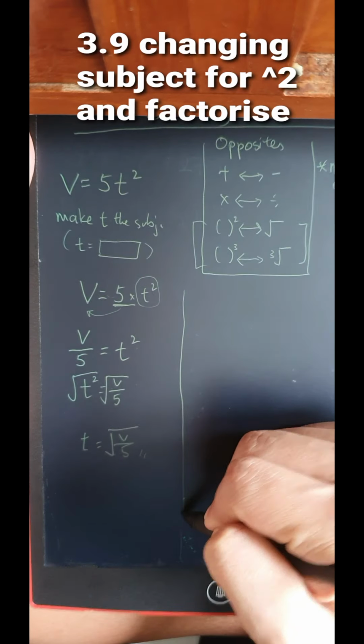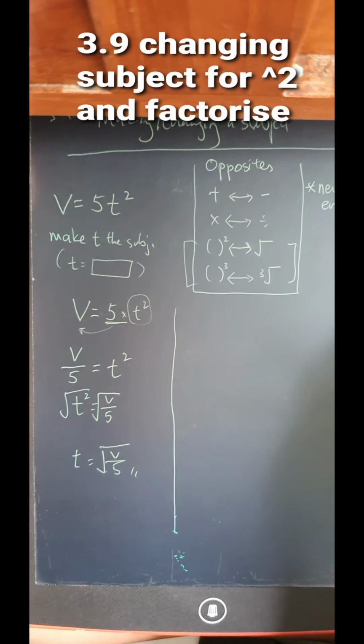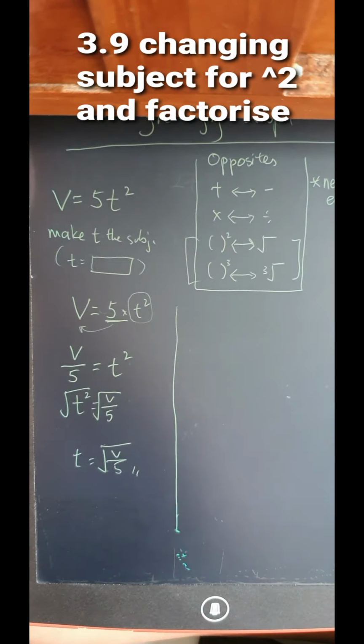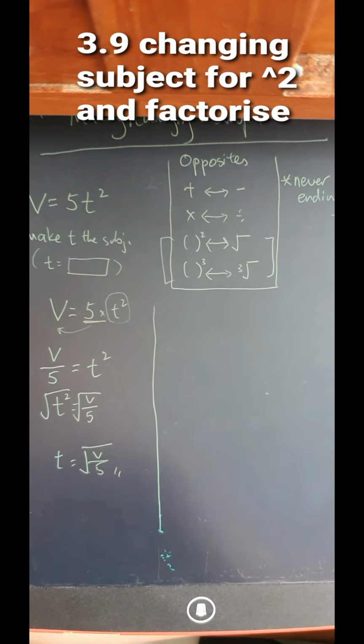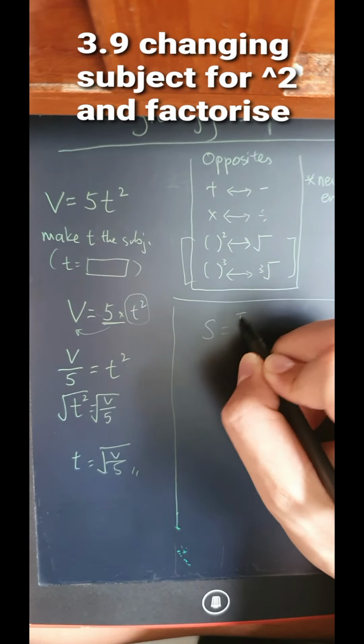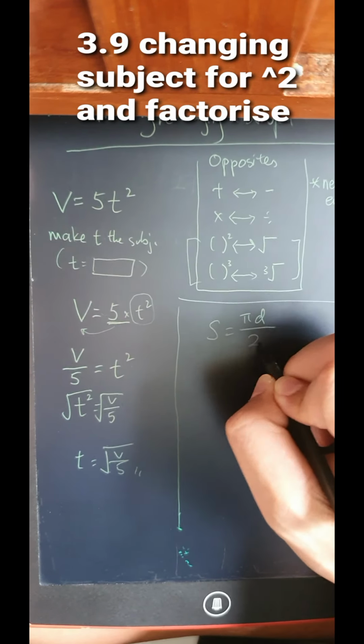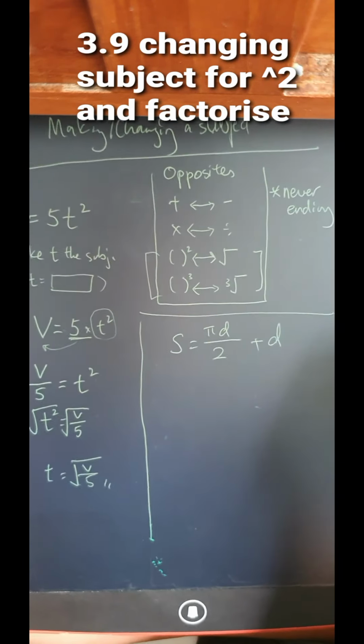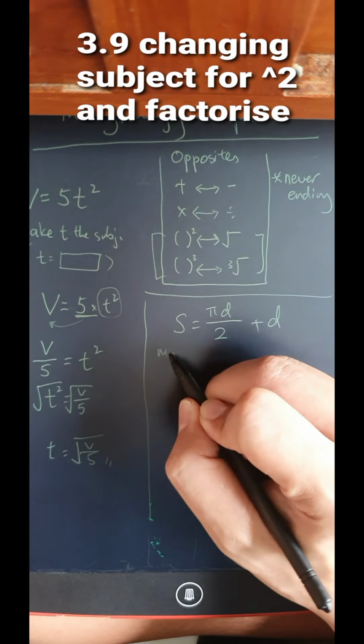Now, what if we are looking at something a little bit more difficult? This is to stretch you a bit. We're looking at this kind of thing. S equals to pi d over 2 plus d. Wow, how? Make d the subject.